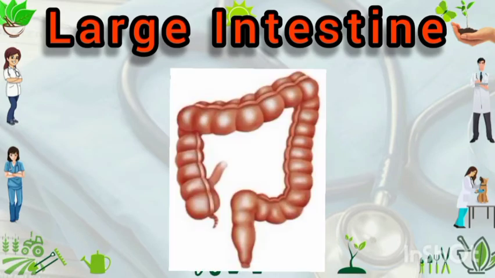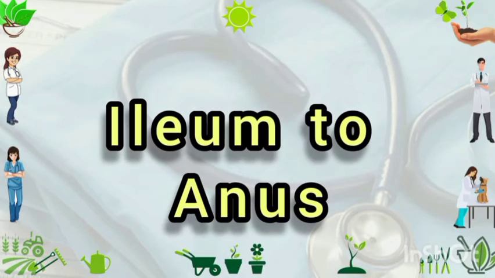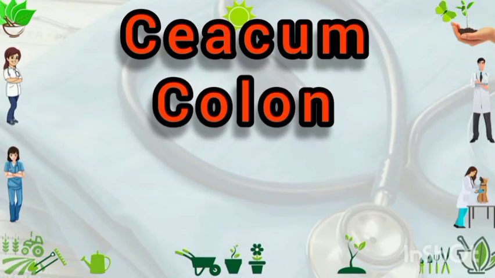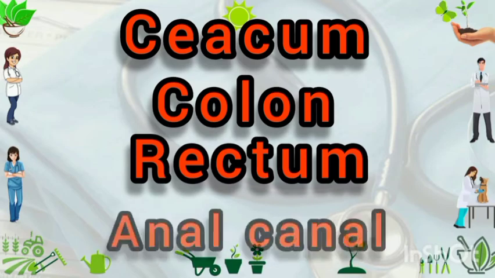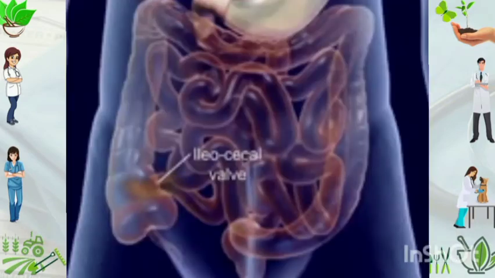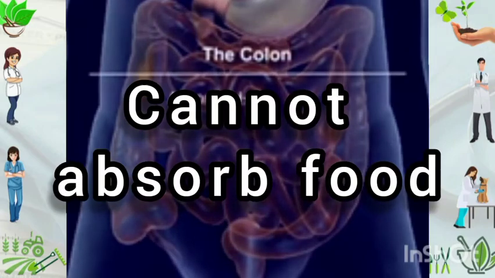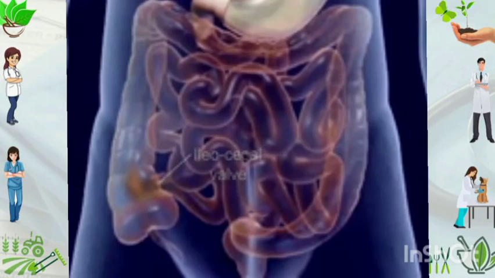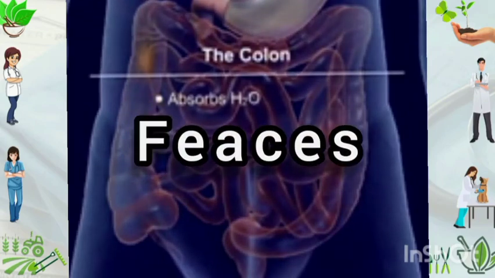Large intestine. The large intestine extends from the end of the ileum to the anus. The large intestine is divided into the cecum, colon, rectum, and anal canal. Digested food passes into large intestine. Large intestine cannot absorb food but absorbs much of the water. The remaining semi-solid waste is called feces and is passed into rectum.